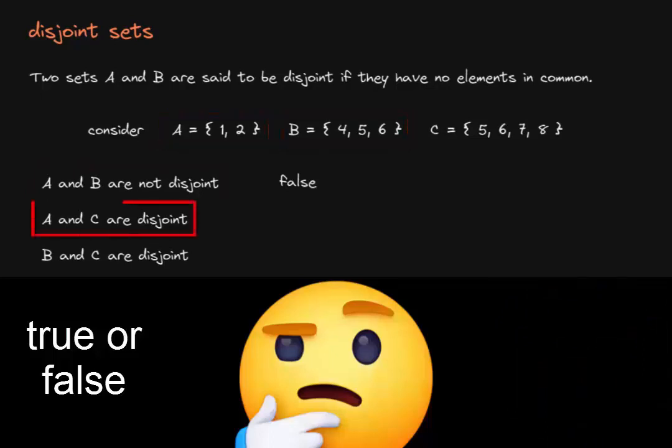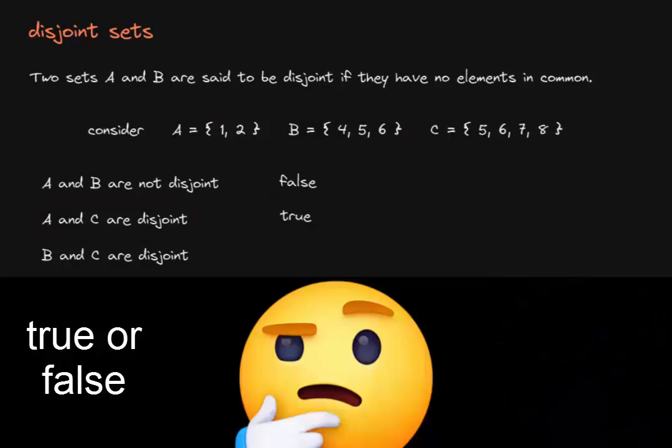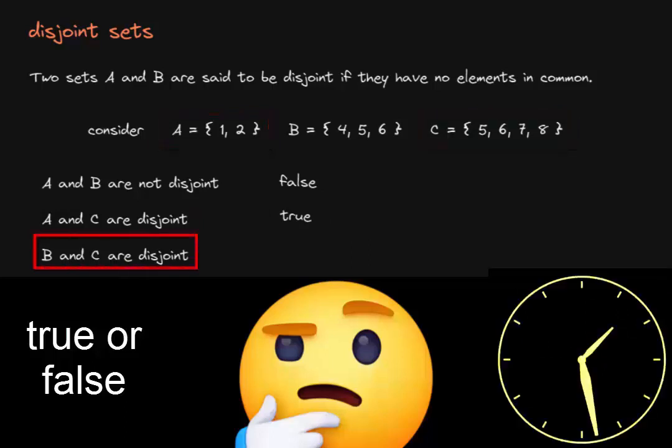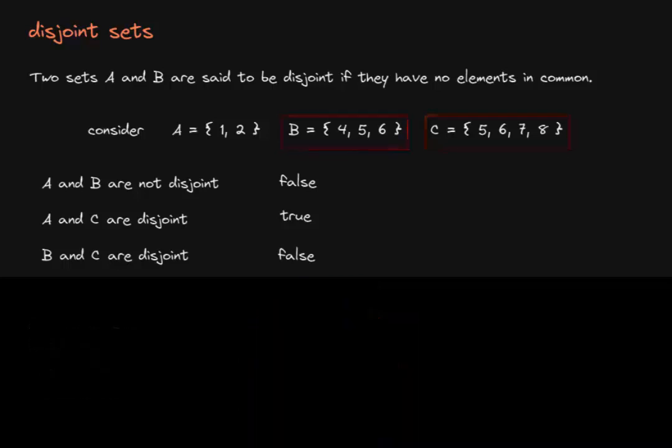Another one. A and C are disjoint. True or false? True. A and C have no common elements. The last one. B and C are disjoint. True or false? False. B and C have two common elements.